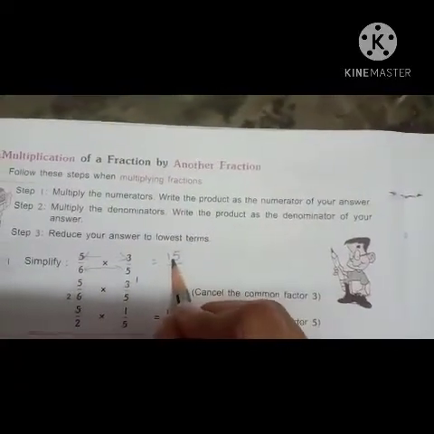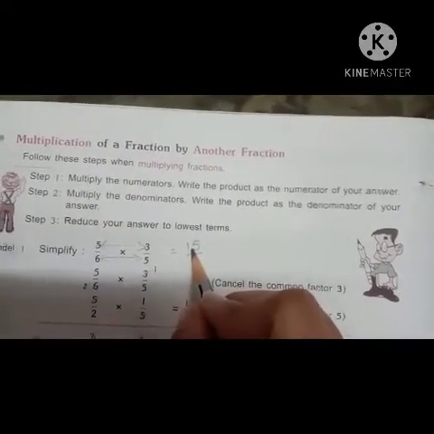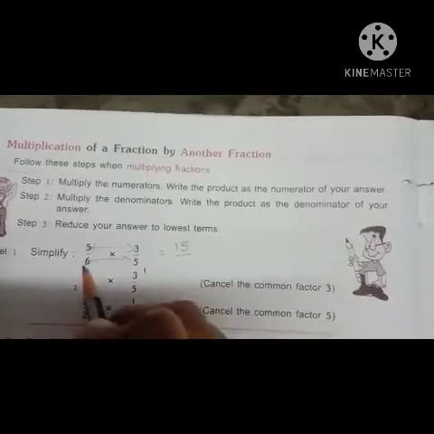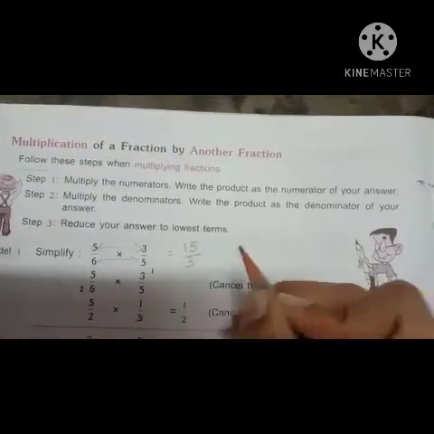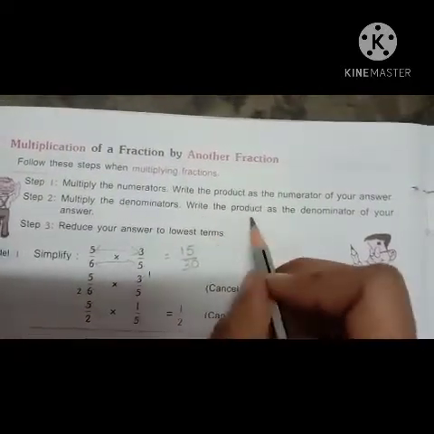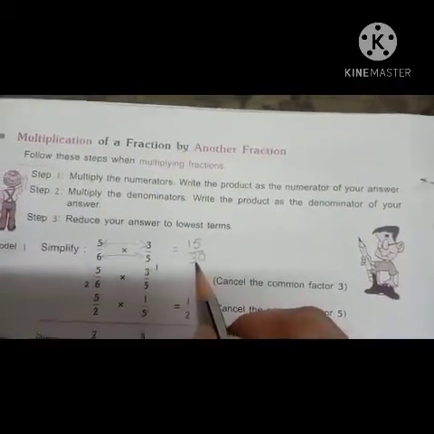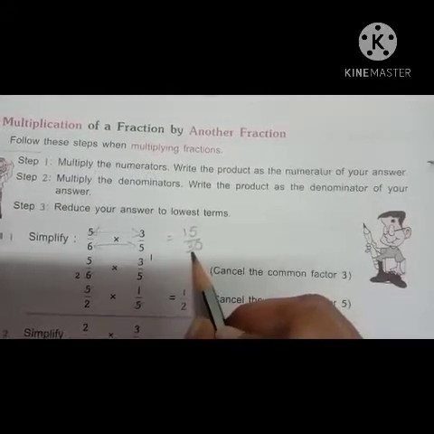No, this is our answer, and we wrote it into the numerator only. Next, multiply the denominators. 6 5s are how much? 6 5s are 30. Write the product as the denominator of your answer. This is the answer. Where do we have to write the denominator?